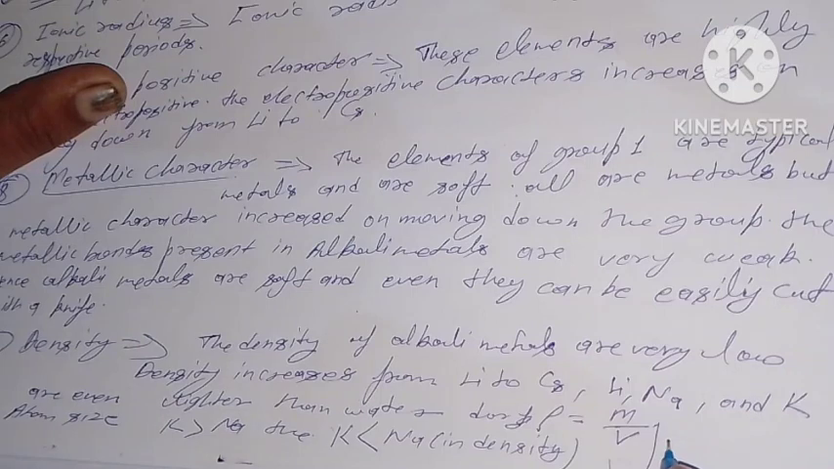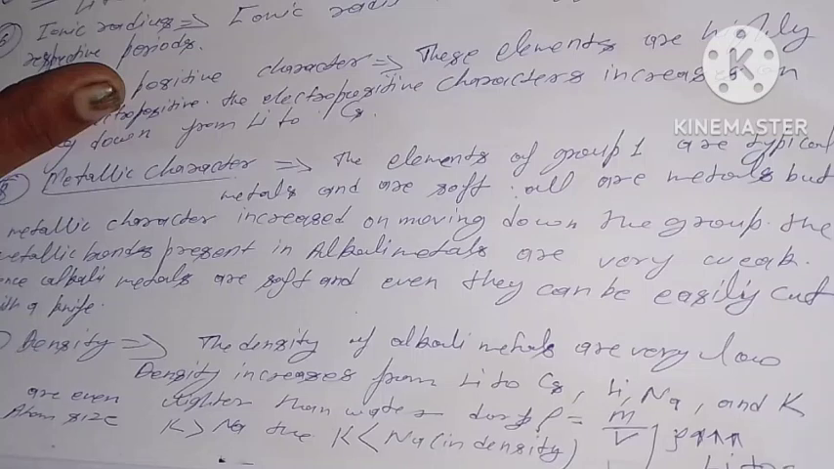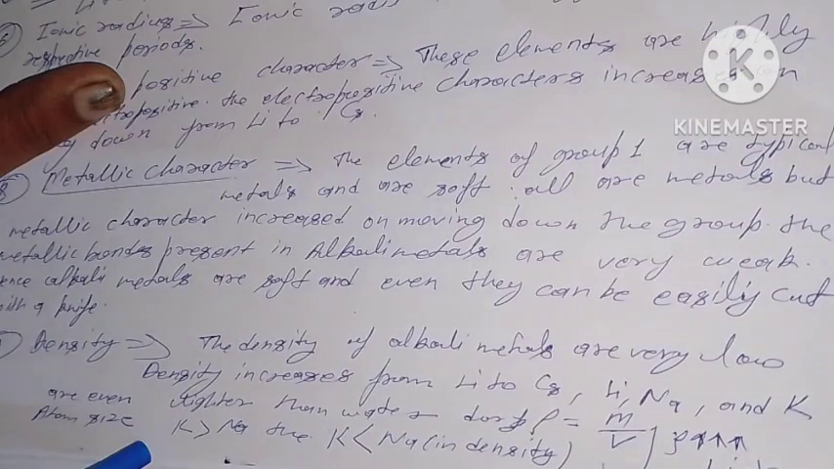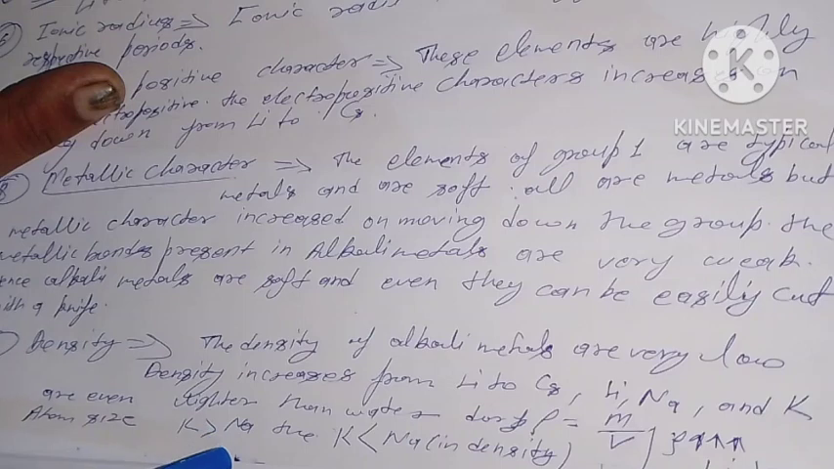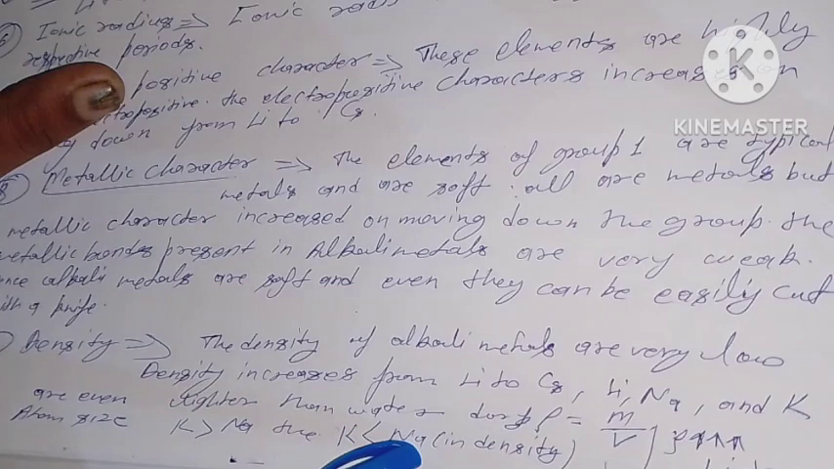But this property of alkali metals, density, increases from lithium to cesium. But the atomic size of potassium is greater than sodium, so the density of potassium is less than sodium. It is an exceptional case of the alkali metals.